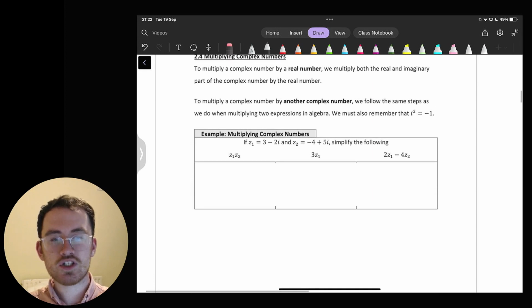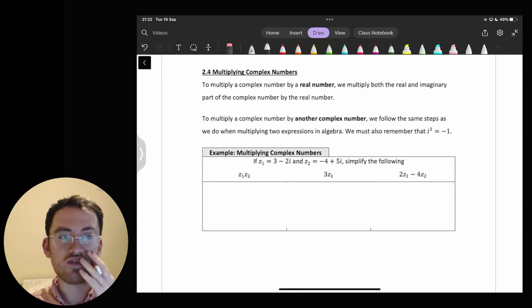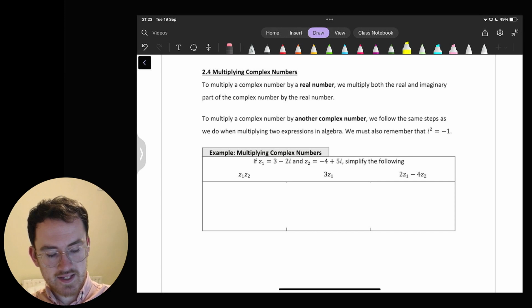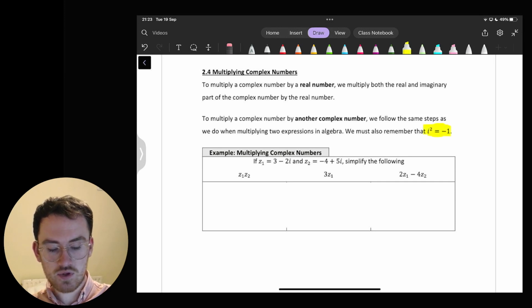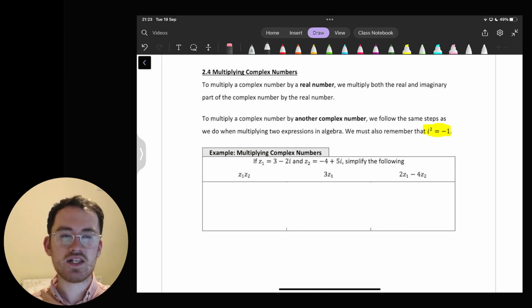So let's just look at multiplying then. If we're multiplying by a real number, we just multiply the real and the imaginary part by our real number, as we'd expect. If we're multiplying a complex number by another complex number, we apply the same way we would with algebra. So same as we've done with adding and subtracting, we're treating it with the same rules we would with algebra, remembering that i squared is minus 1, because if we multiply two complex numbers, we're going to have an i squared term. So let's see how this works here.